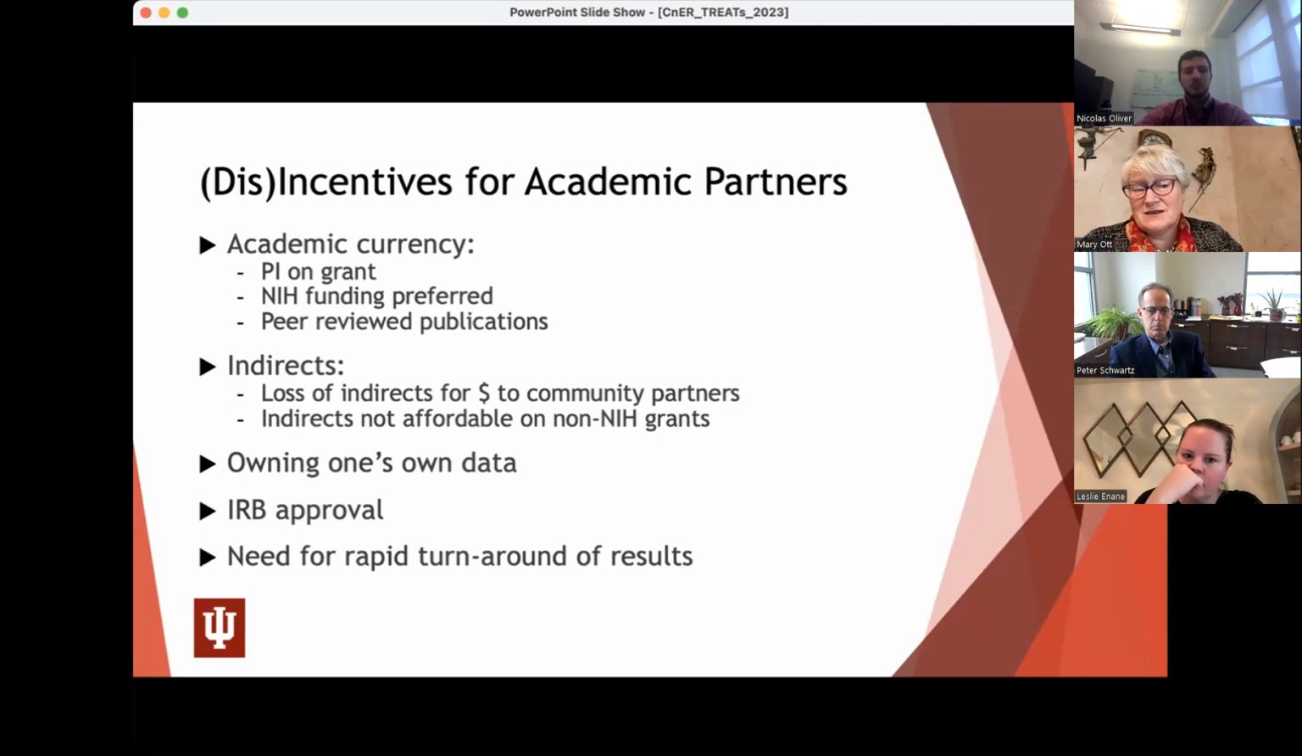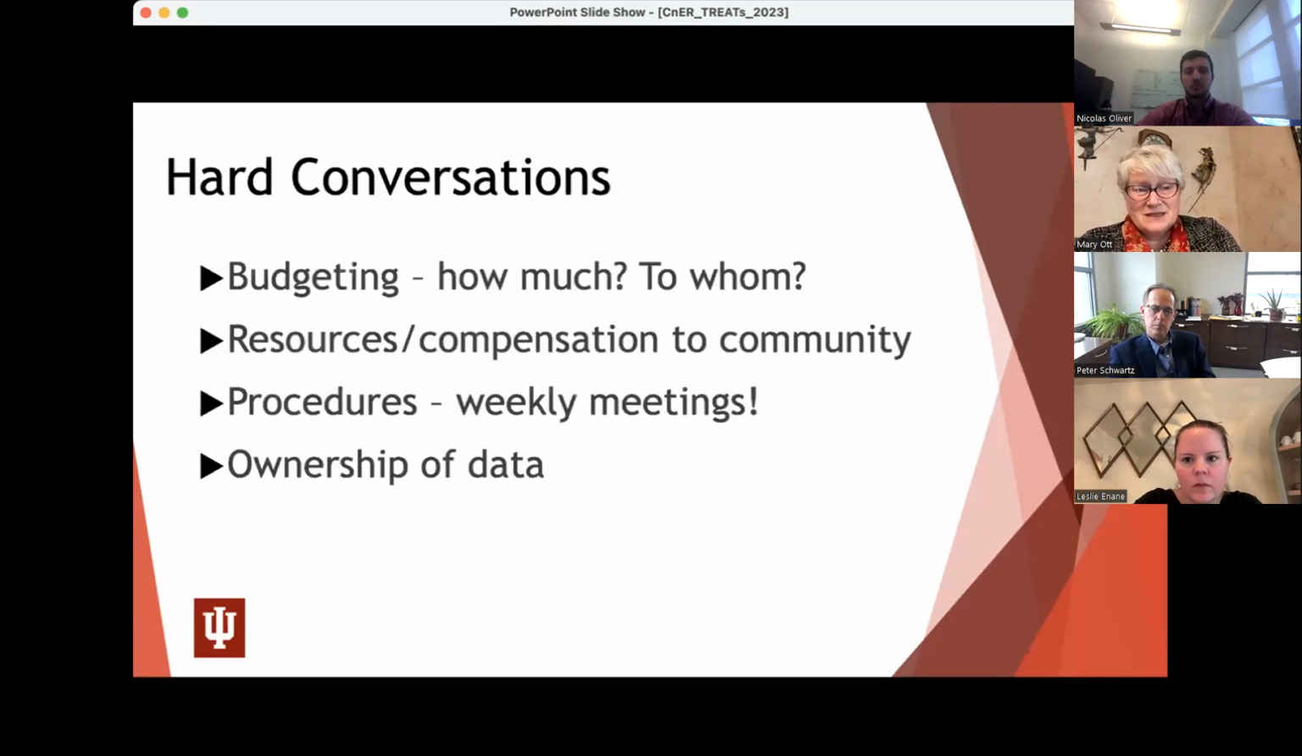Other pieces are around data and who controls data ownership. The need to get IRB approval is also a factor, as IRBs tend to go through more smoothly when everything is in the IU School of Medicine and there's more control. There's also the need for rapid turnover at times. So all of these are disincentives for academic partners to do community research, and it's built into our academic promotion system.